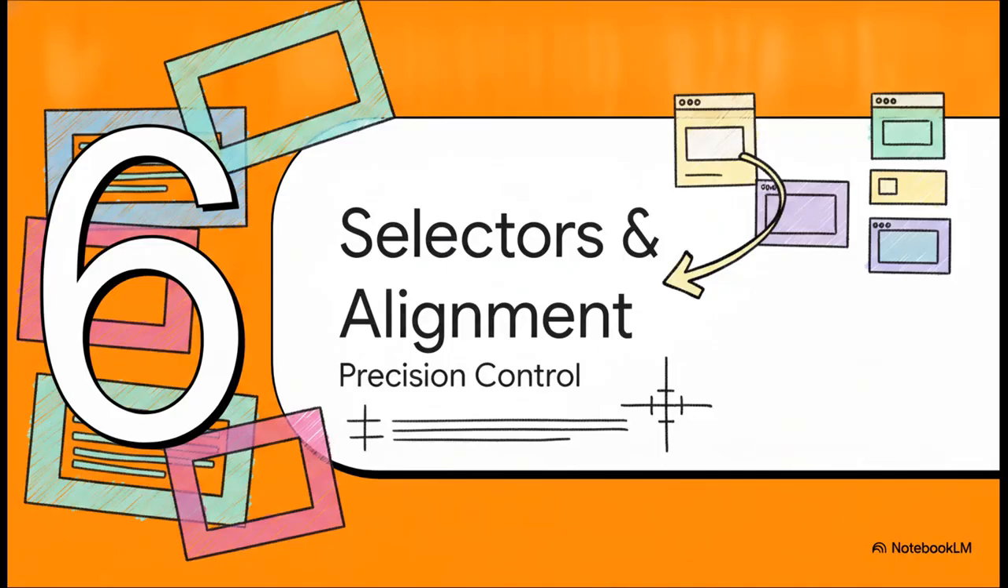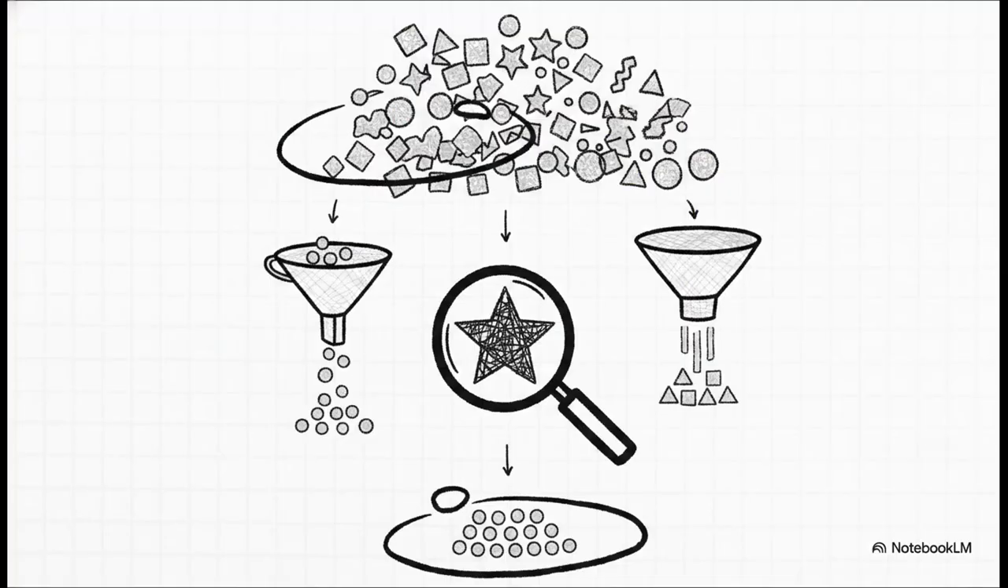Section 6, Selectors and Alignment, Precision Control. Okay, so now that we have our custom colors mixed, how do we surgically apply them exactly where we want them? Well, CSS gives us a clear hierarchy of selectors. The universal selector, which is an asterisk, acts as a giant blanket rule for the whole document. Element selectors, like H1 or P, select all tags of that type. But for real, pinpoint precision, we use the ID selector, a hashtag, to single out one completely unique element, or the class selector, a period, to select a specific group.